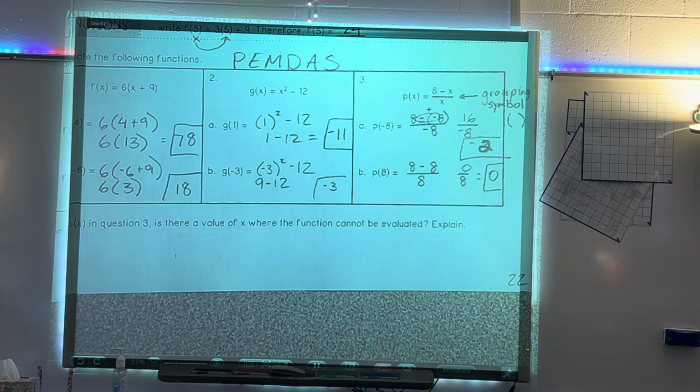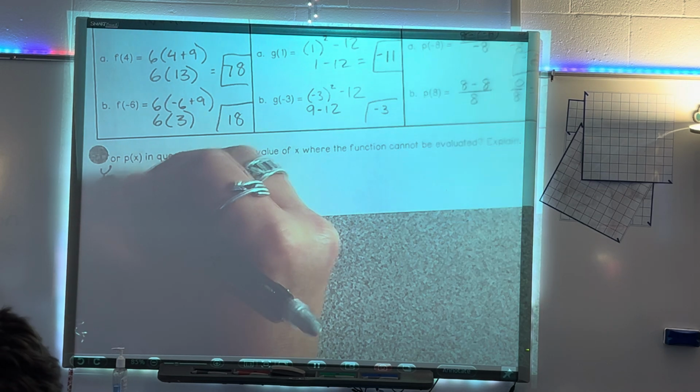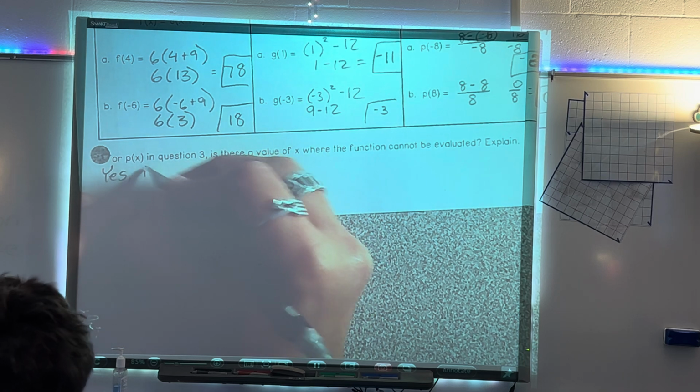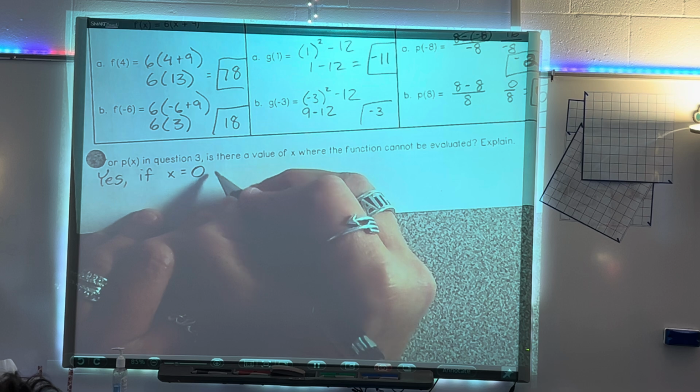Now, sometimes our calculator gives us an error because we put something in wrong. So just because it gives you an error doesn't always mean that there's a problem. In this particular case, there is absolutely a problem. You cannot divide by 0, ever. That is not allowed to be done, okay? So the answer to this question is yes. And I'm going to say if x equals 0, then I'm going to show what that would be.